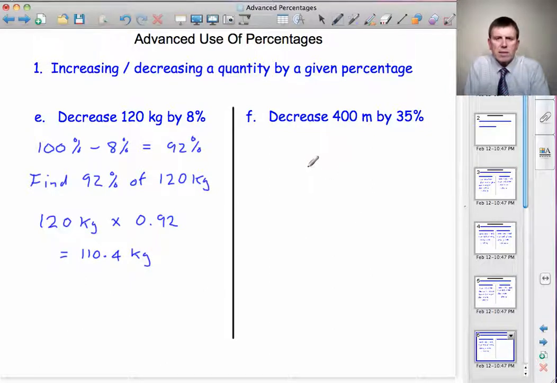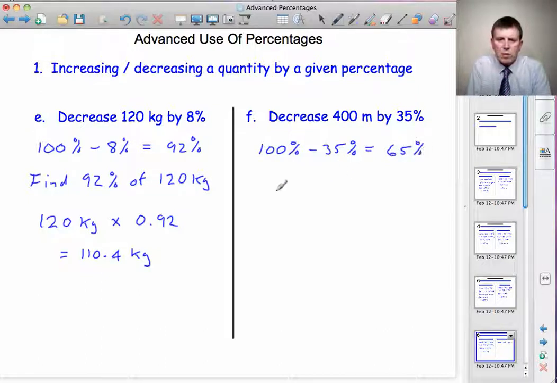And the last example of this type, decrease 400 meters by 35%. Well, 400 meters is 100% of itself, and we're going to subtract 35%. So what will be left? 65%. And we just need to find 65% of 400 meters.